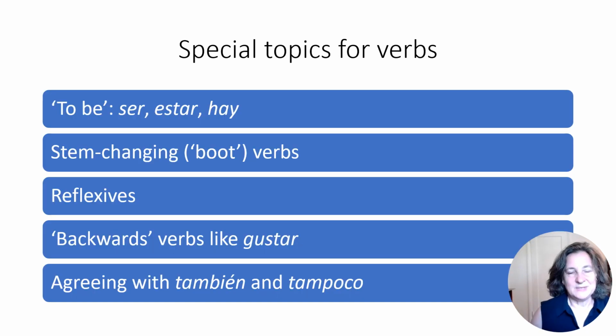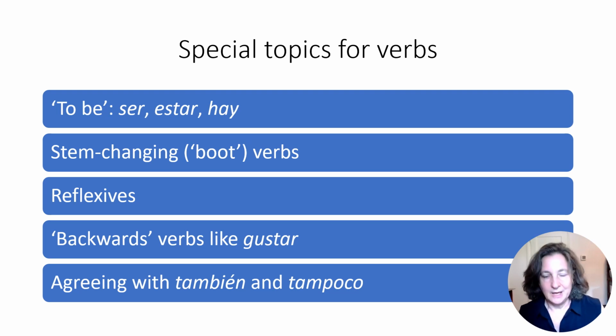Now let's look at some special verb topics that hopefully you are familiar with. First, we have three verbs that mean to be, ser, estar, and I. We have stem changing or boot verbs, which is a kind of irregular. We have reflexive verbs, backwards verbs like gustar, and then I've included the fifth topic, agreement with también and tampoco, which isn't really a verb topic because it's covered in chapter 3 of our textbook, and we begin in chapter 4.